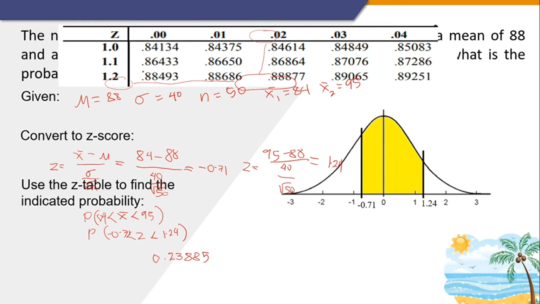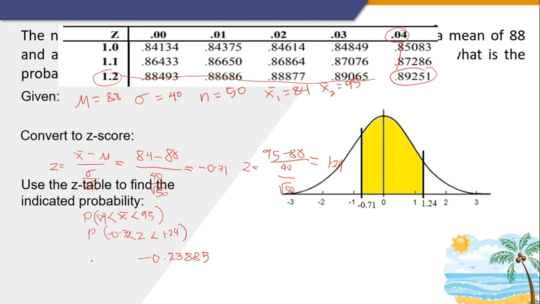And then, tignan ulit natin sa z-table yung 1.24. So, dito naman, andito yung 1.2 and andito yung 0.04. So, yung intersection nila is this one. So, yung 1.24 is 0.89251. So, ang kailangan natin gawin is to subtract.